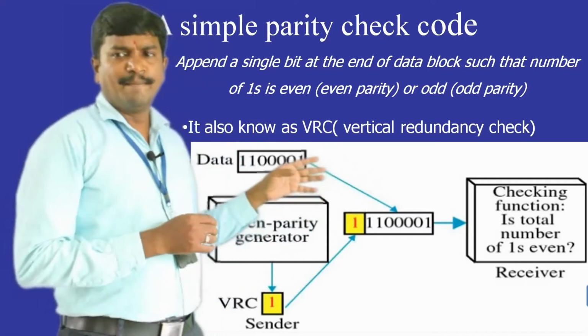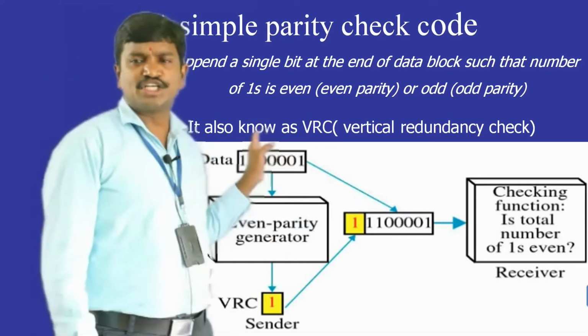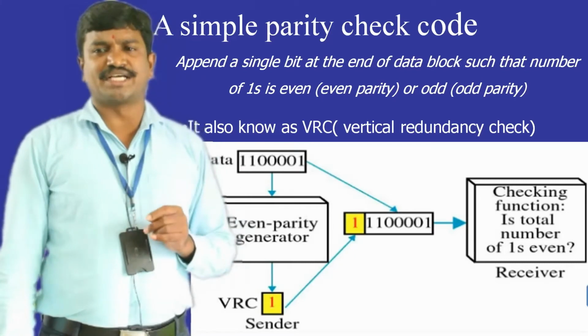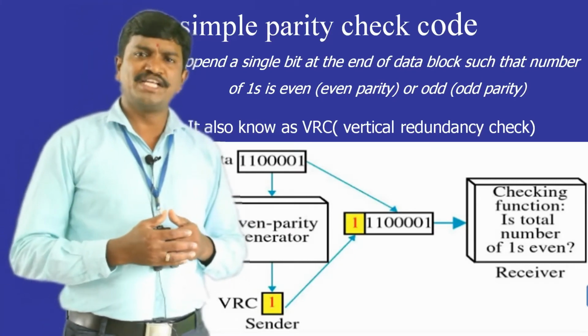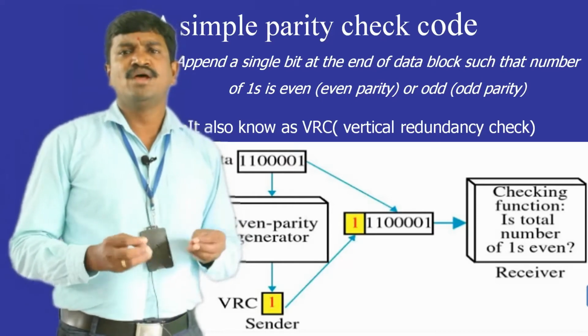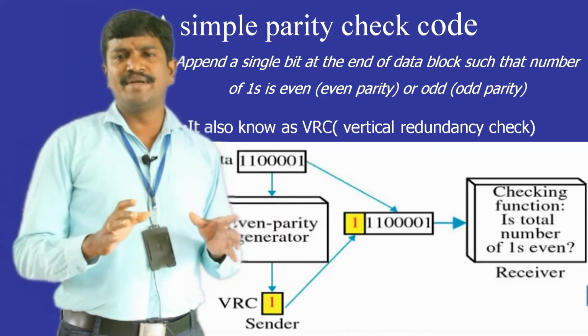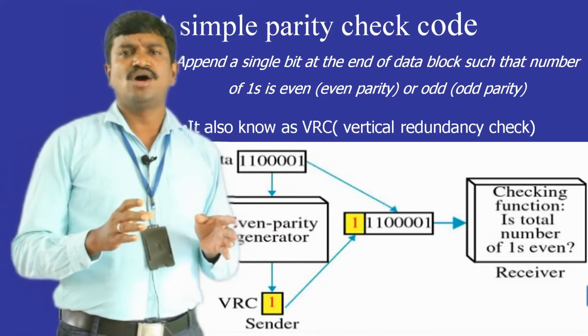The methodology is explained with this diagram. It is also known as vertical redundancy check. So the simple parity check is also known as vertical redundancy check. Generally it is used to detect 1 bit errors. Simple parity check is used to detect a 1 bit error, or we can call it an odd bit error.